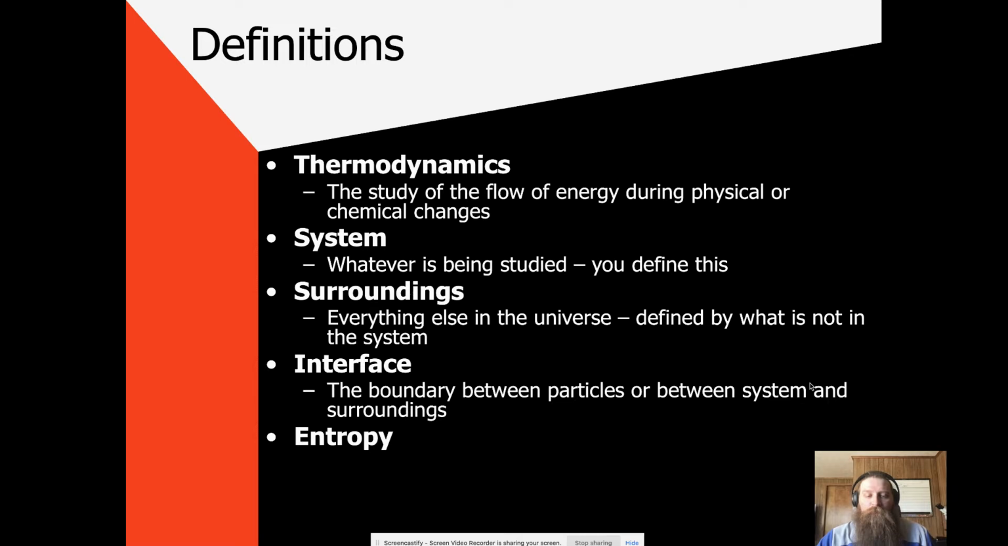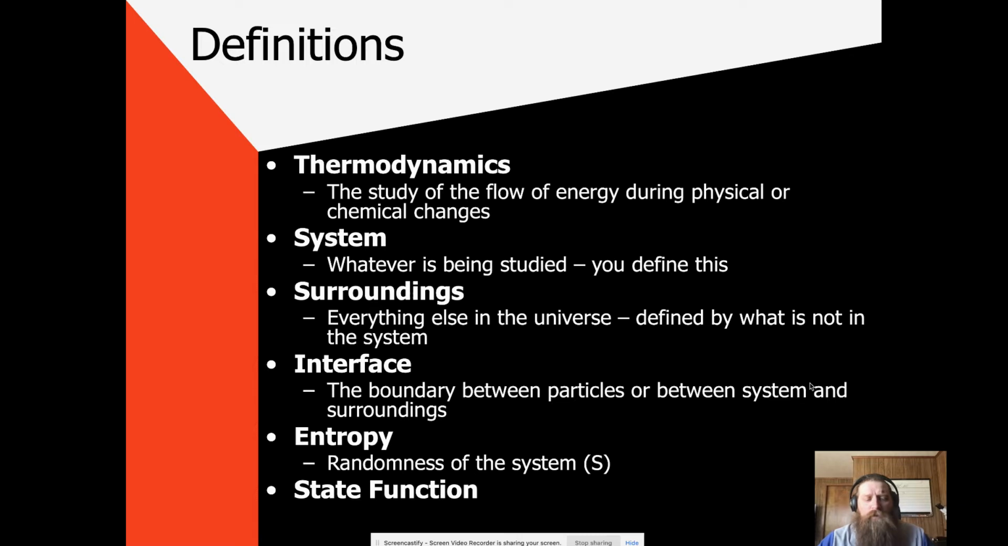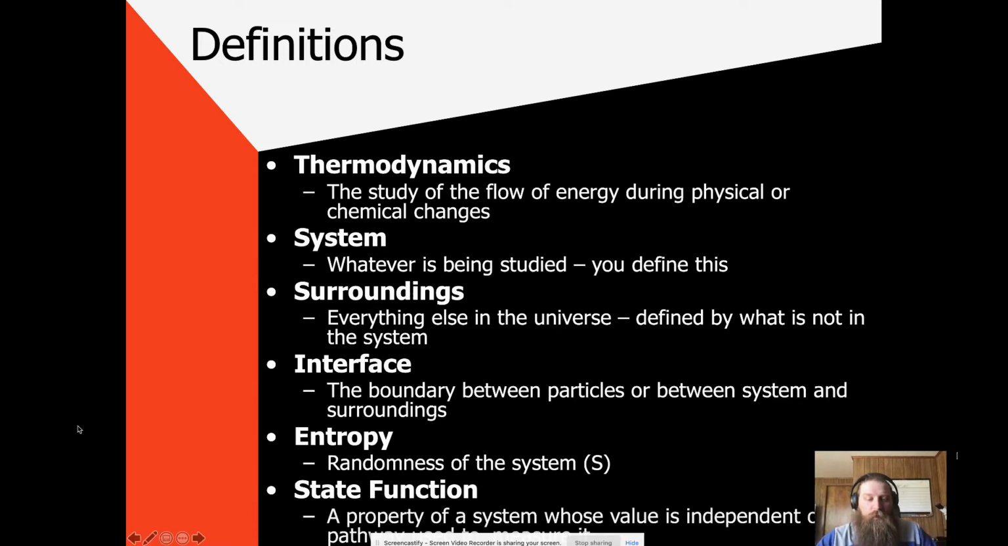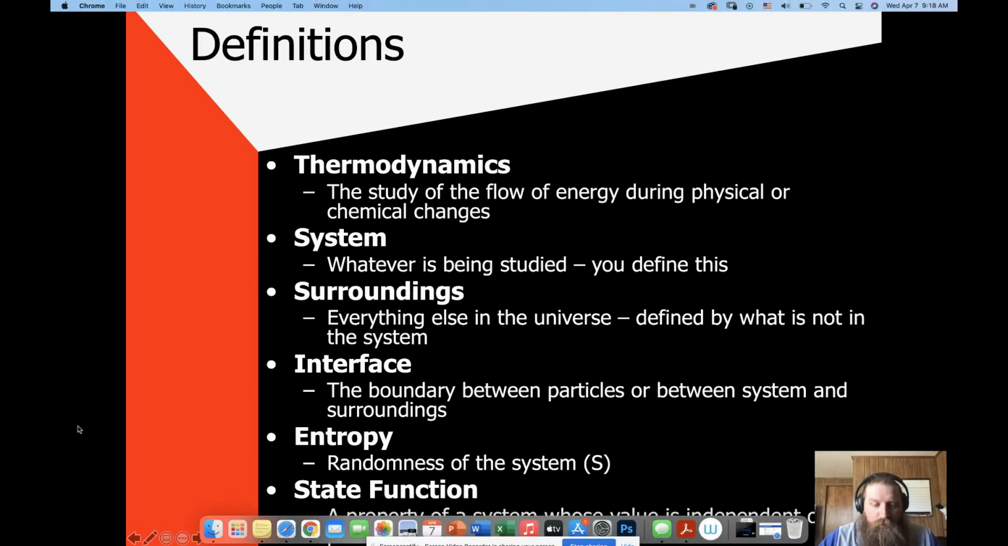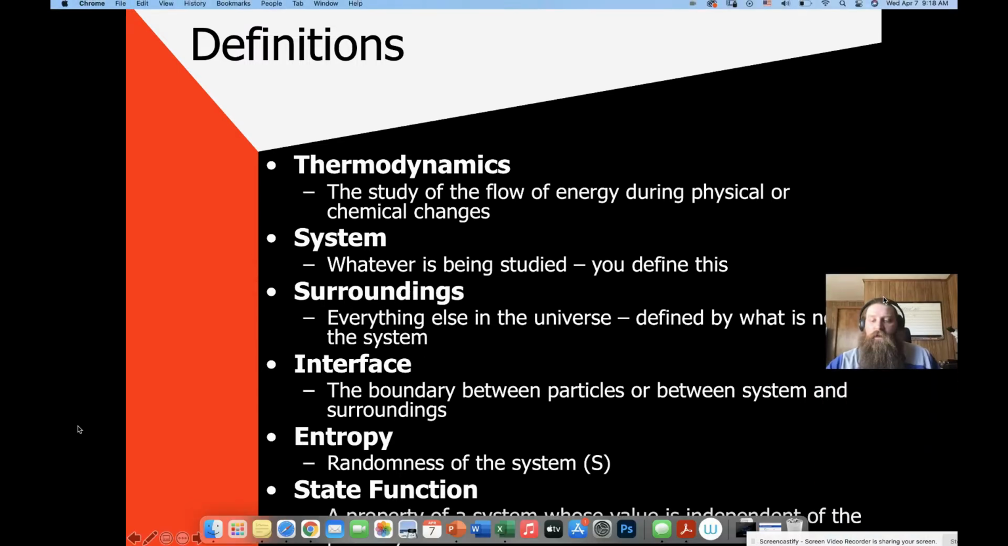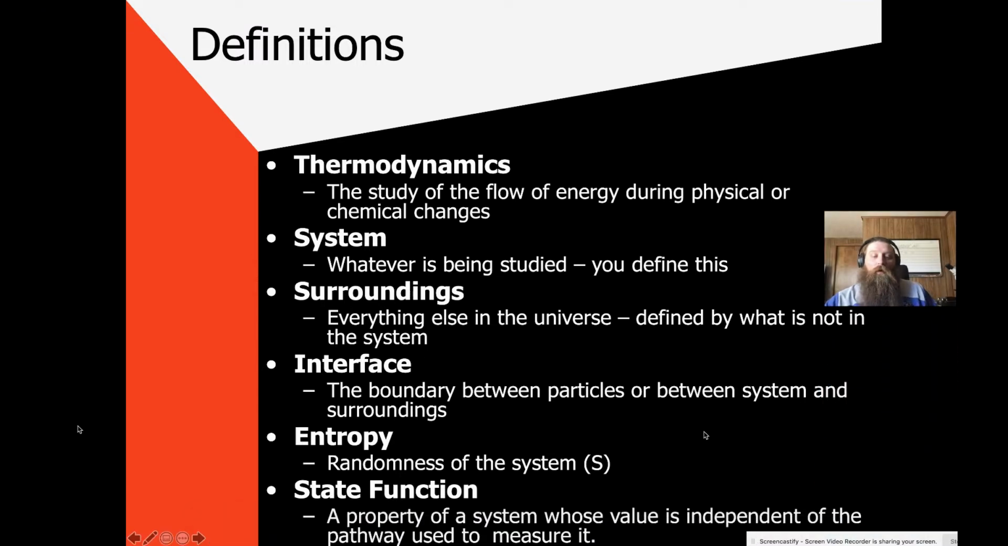And the final thing we're going to look at is entropy. That's the newest variable we're going to have. The variable that we use for entropy is S, capital S. We're also going to talk about something called a state function. A state function is a variable or a property of a system where the value is independent of how we measure it. And we'll get into that in a minute.